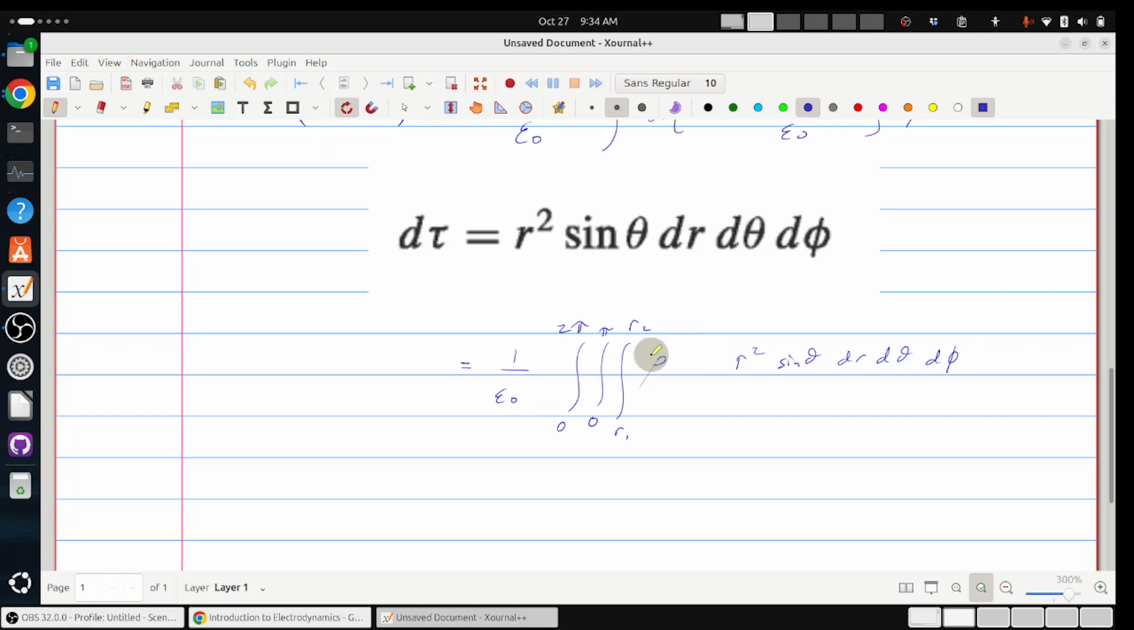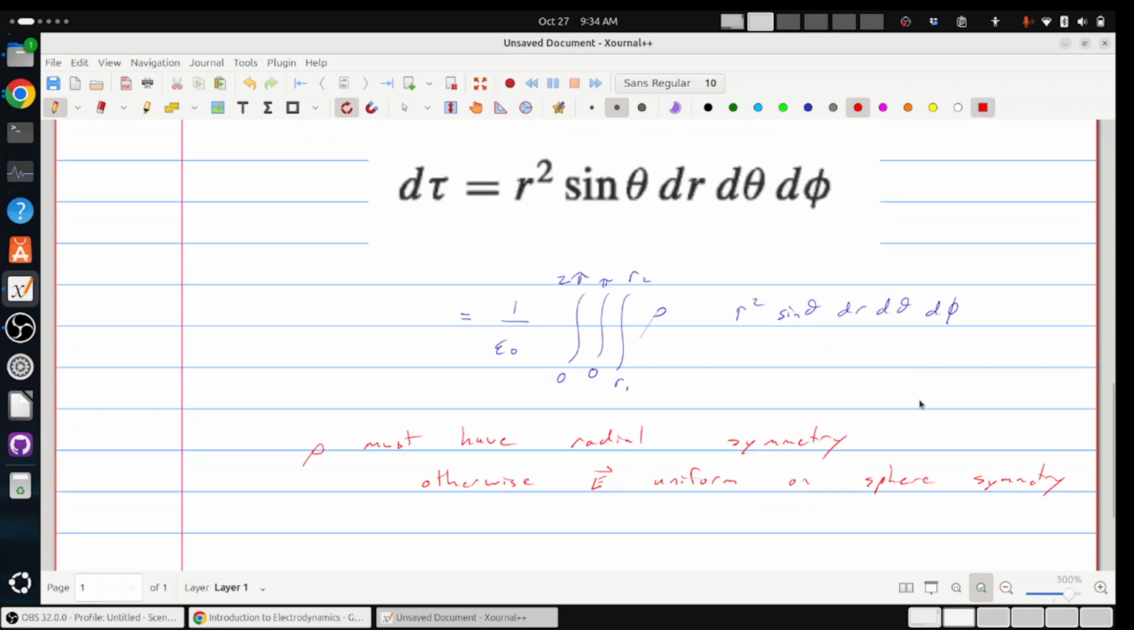So as long as our rho maintains radial symmetry, otherwise the electric field will not be uniform on that spherical symmetry. So rho cannot depend on theta or phi.